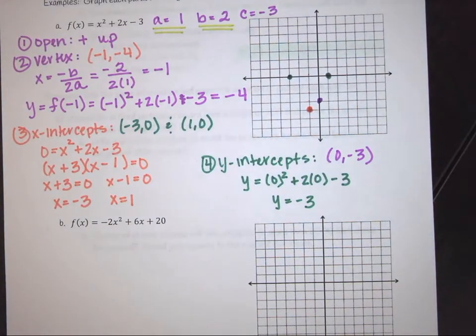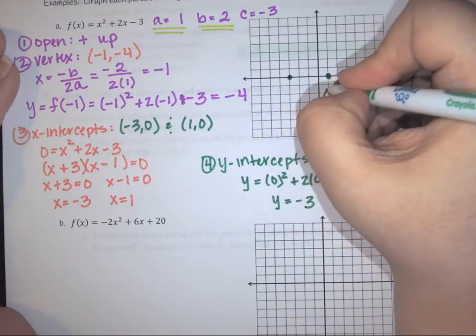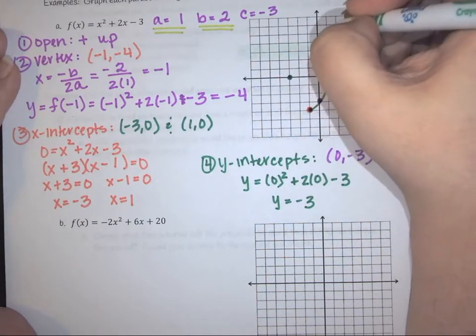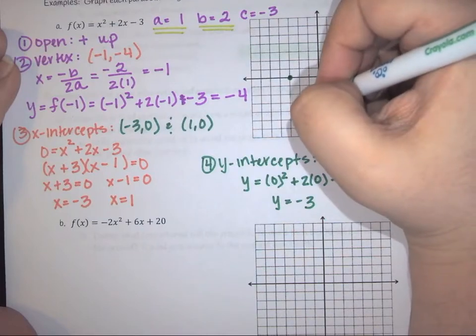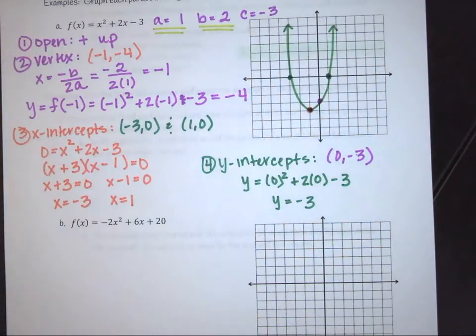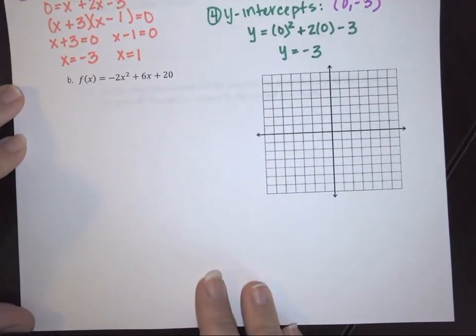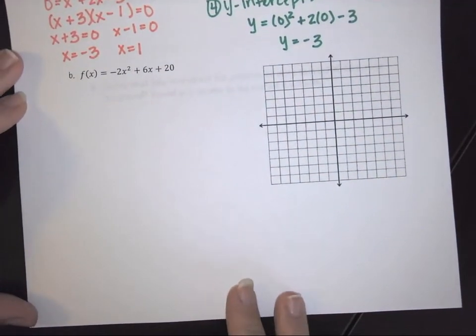So now what you simply need to do is connect these dots in order to actually graph our graph. So you'd start at your vertex, and you'd graph up through your points and continue on up, and then do the same through the other side. Up through your points and continue on up. And there you have your first quadratic. So now let's do it again.